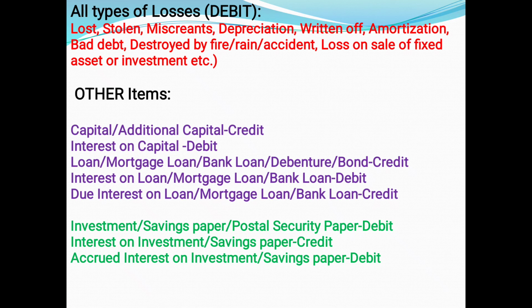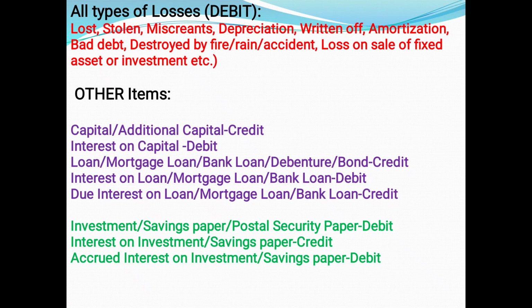Another rule for betterment: all types of losses are debit. Dear students, all types of expenses are debit. Now all types of losses are also debited. For example, goods lost or cash lost or any kind of asset lost, that is debited. Cash stolen, goods stolen, or any kind of property stolen, then it is debited. Miscellaneous, it is also one kind of loss that is debited.